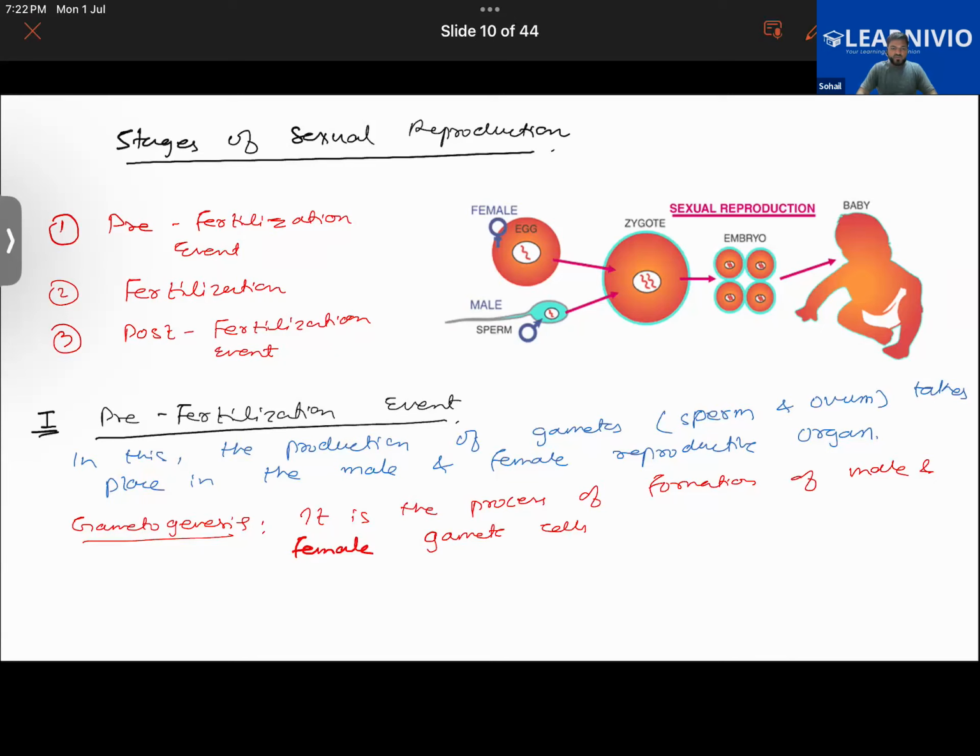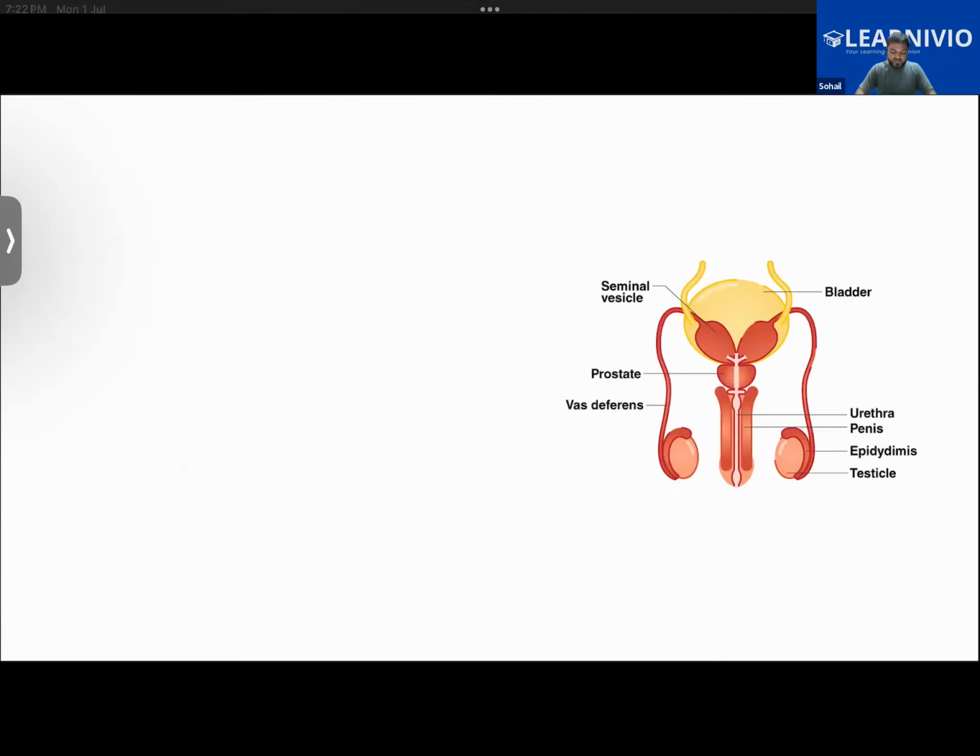So gametogenesis is the production of gametes. And in animals and in higher plants, two genetically different sex cells are formed, in most of the animals particularly. Everyone done writing this? If anyone is left, please let me know.